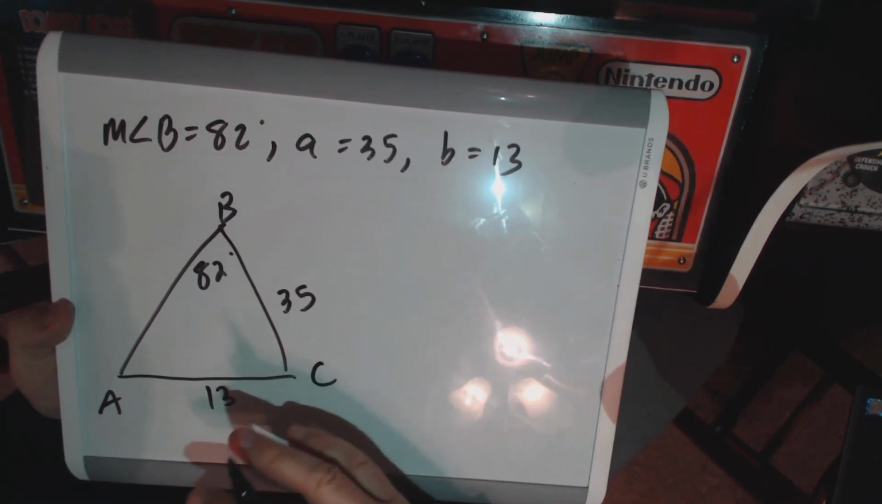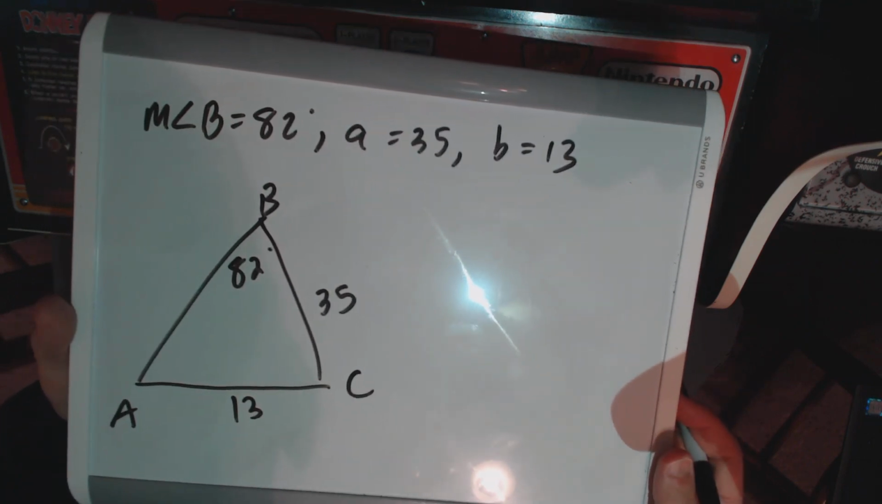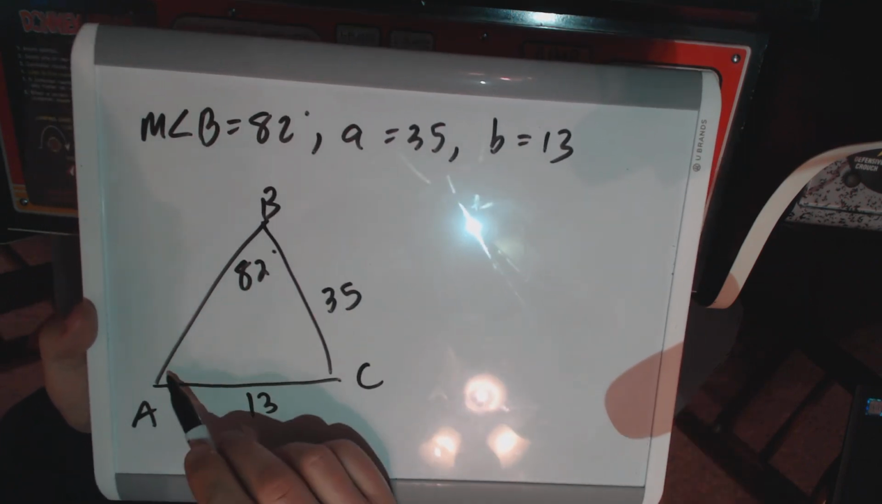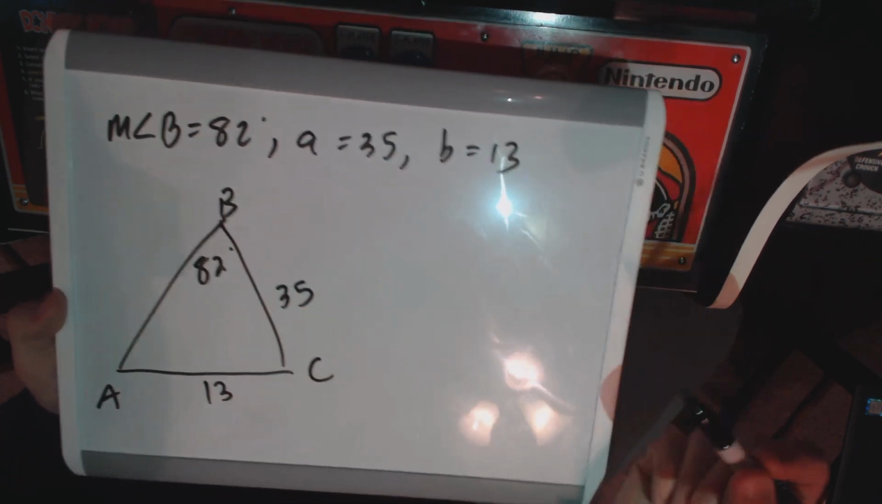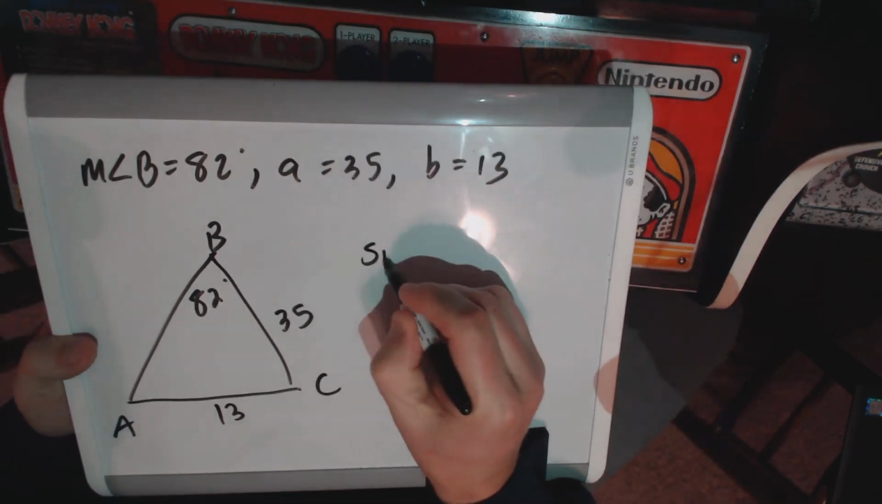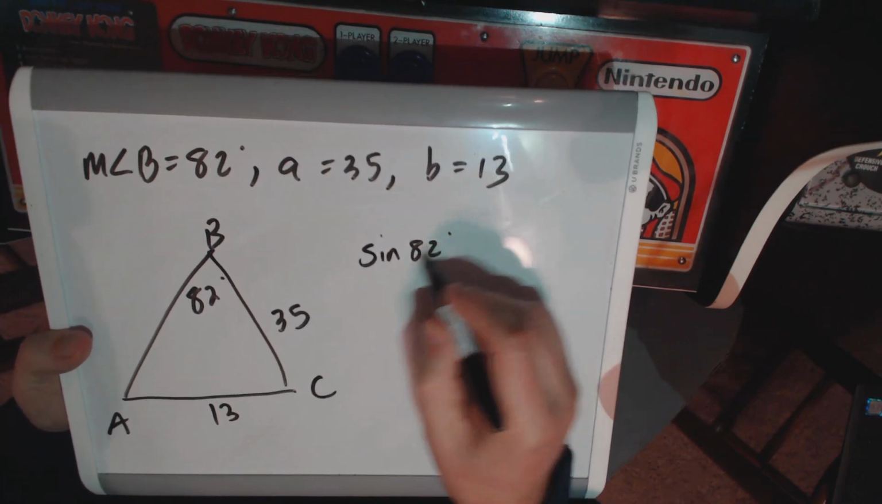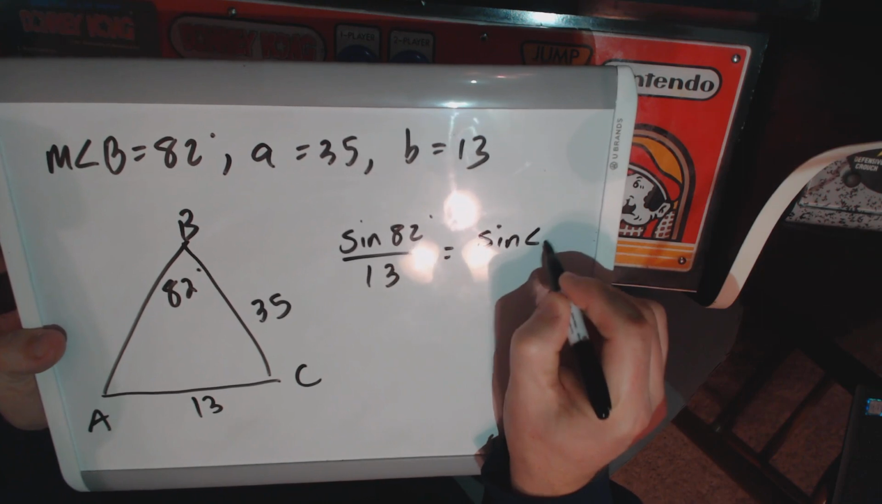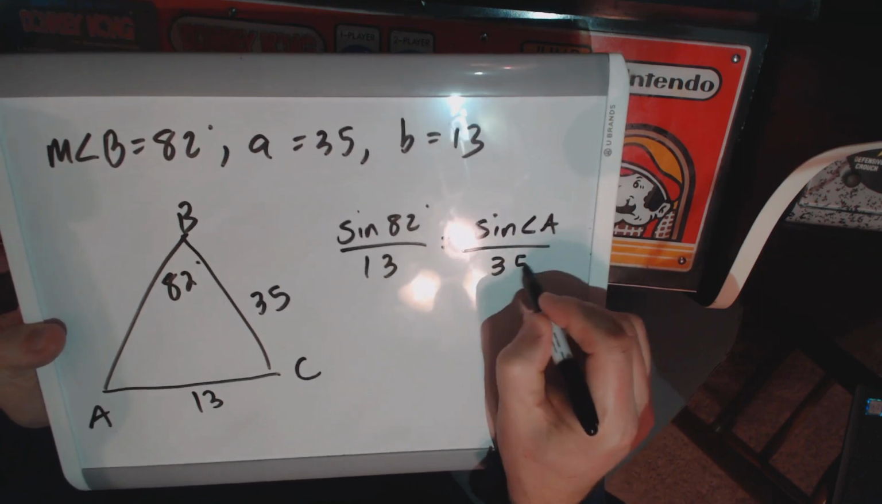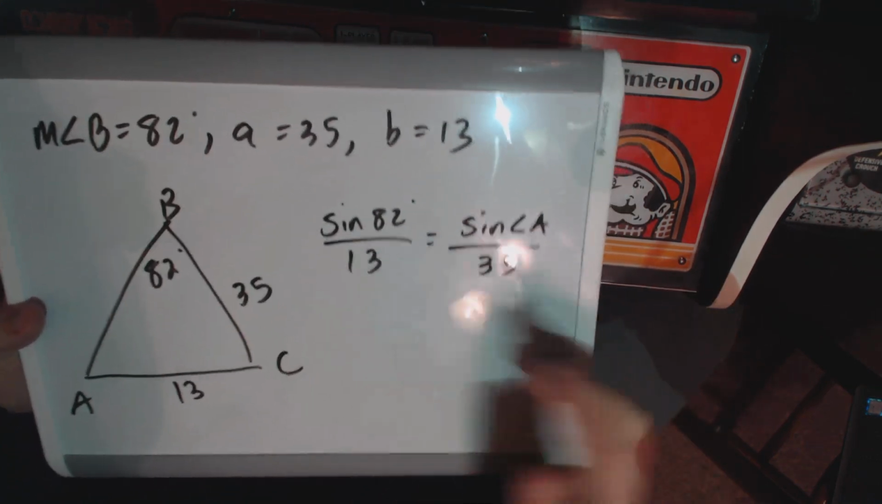Okay, what do we have to solve for here? We have to solve for A. The reason I know I can use the law of sines is because I got B and B, right? It matches up. So it's so easy, watch. Sine of 82 over 13 equals sine of angle A over 35. And we just do our little algebra, right?